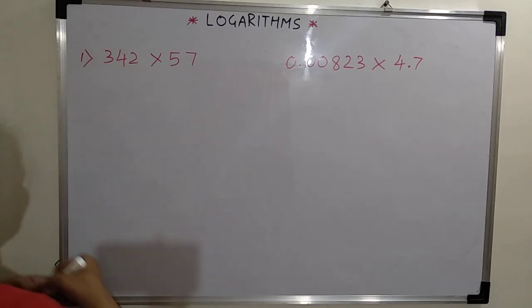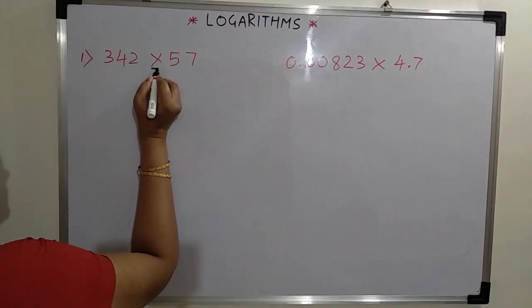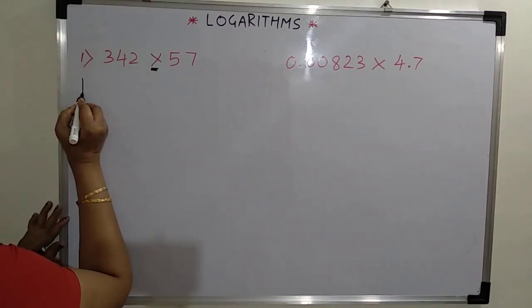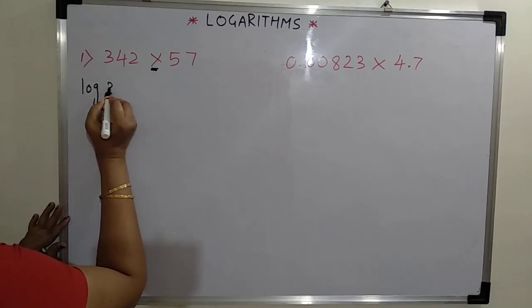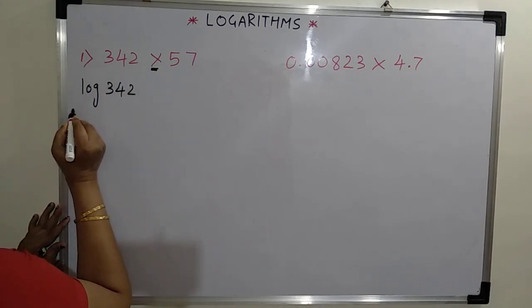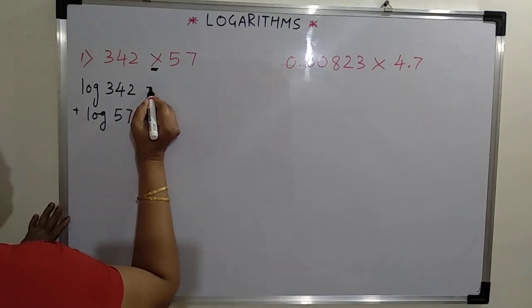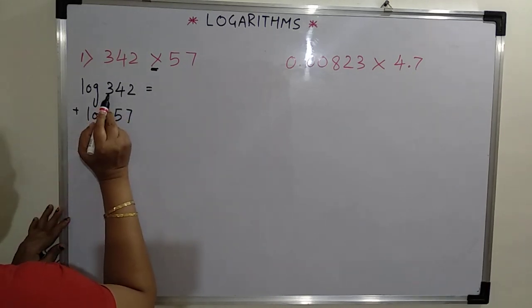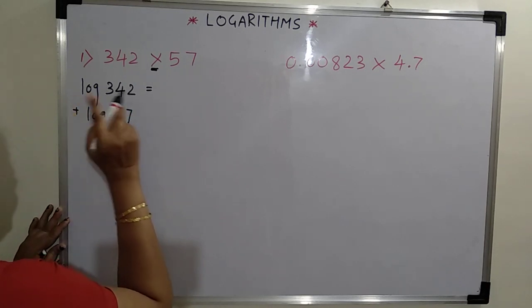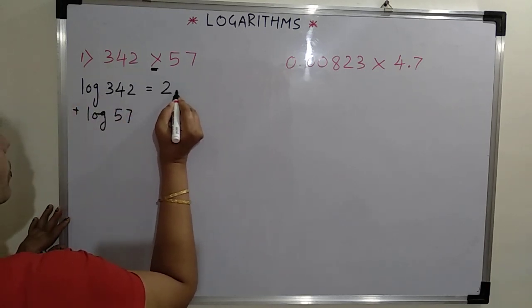So students, this is the first problem. If I see here, the sign is multiplication. So your calculation will be log of 342 plus log of 57. How will I take the characteristics, students? 1, 2, 3 minus 1. So it will be 2 point.